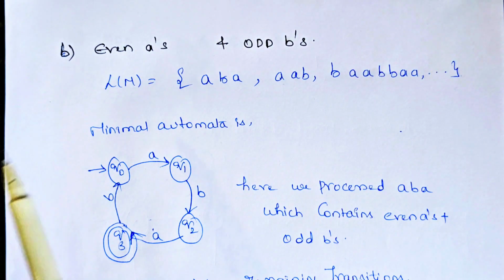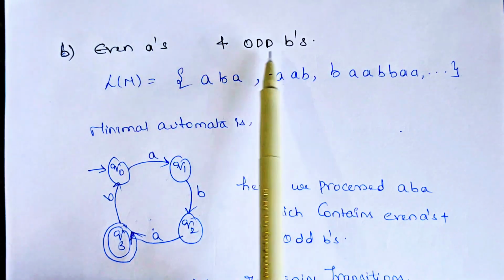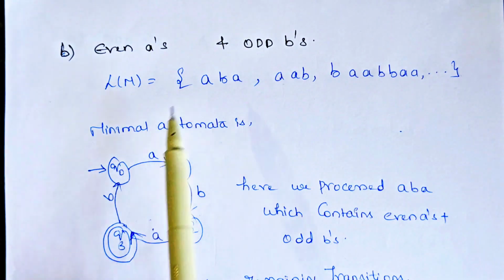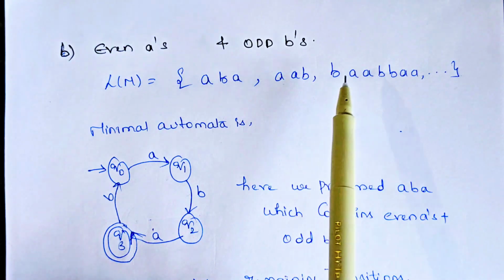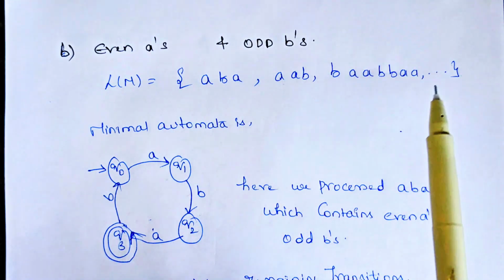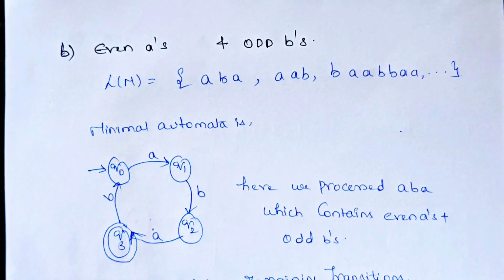One more example is construction of a DFA which accepts the strings of even A's and odd B's. Let L of M be a language. The sample strings we have taken are ABA, AAB, BAA, BBA, and so on. In all these strings we have an even number of A's and an odd number of B's. Construct the minimal automata. In the minimal automata, we have to process odd A, odd B, then even A. Upon completion of processing even A, we make this state a final state.